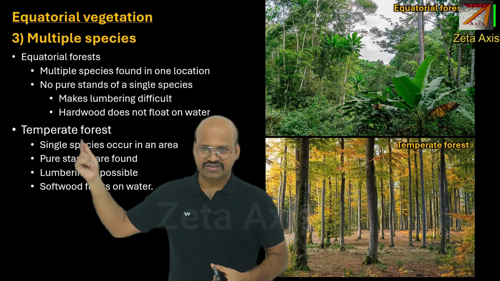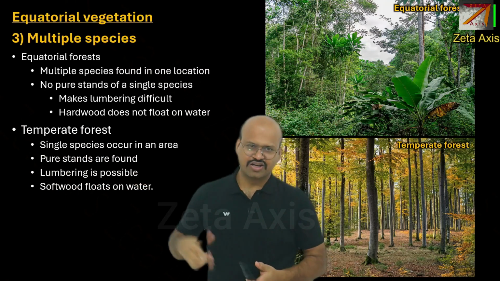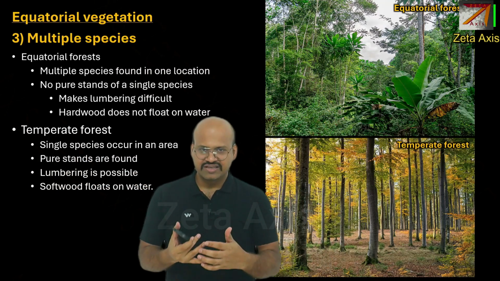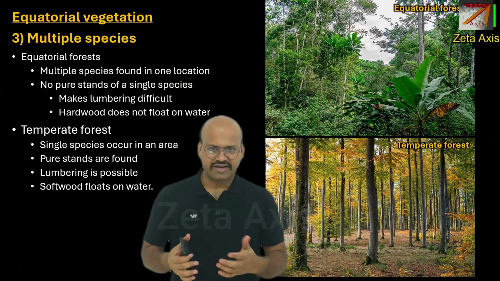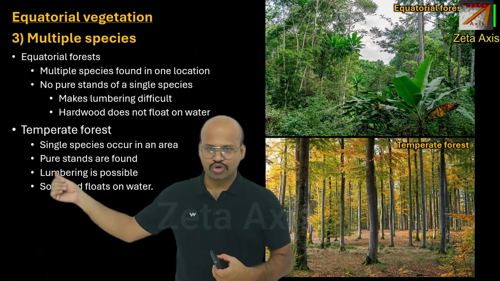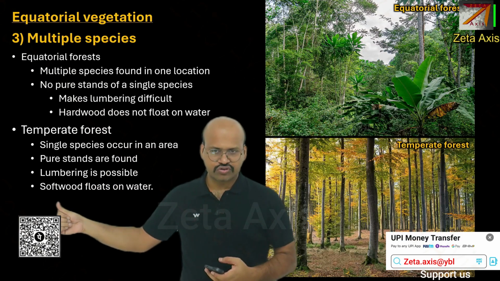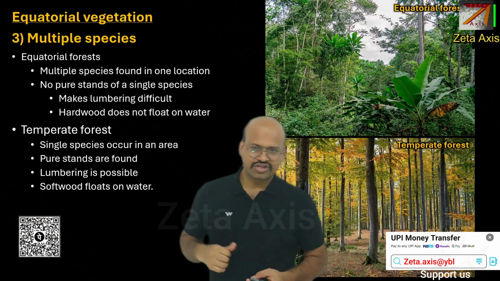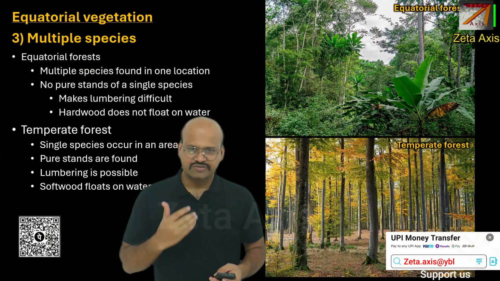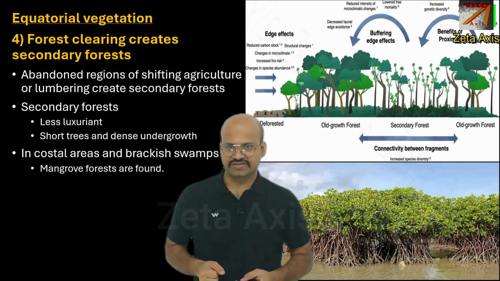The temperate forest has a single species occurring in an area. So generally we will find that the single species is spread in an area, and therefore pure stands are found. It is easy to lumber or cut them. Softwood also floats on water. So this also helps in transportation of these trees.